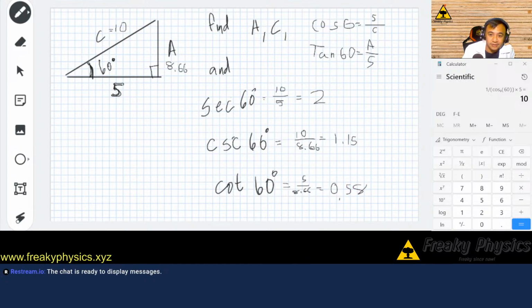So let's just put that in the calculator just to show everyone. So 10 divided by 8.66. We have that, and then 1.15. And then we have 5 divided by 8.66. That's gonna give us 0.58. All right, so correct.